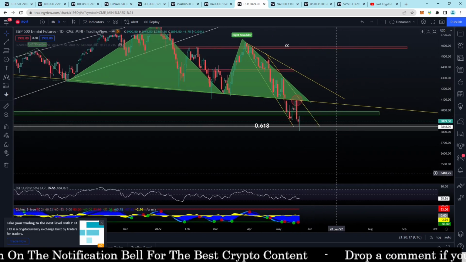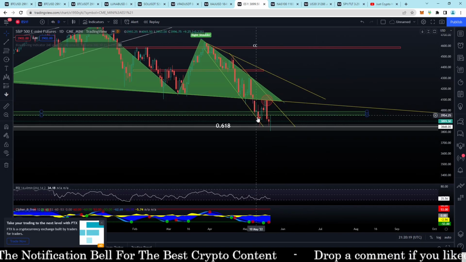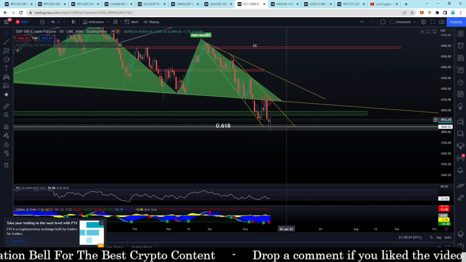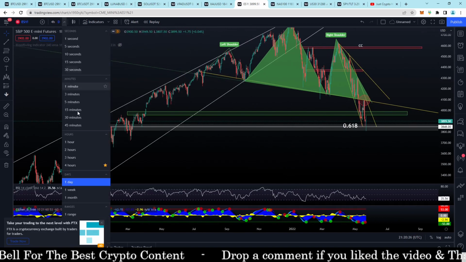This over here, getting rejected at this point over here, because it's a breakout. Comes down, retests, and gets rejected and comes down again. So we're just looking to see what's going to happen, because right now it is on really key support.